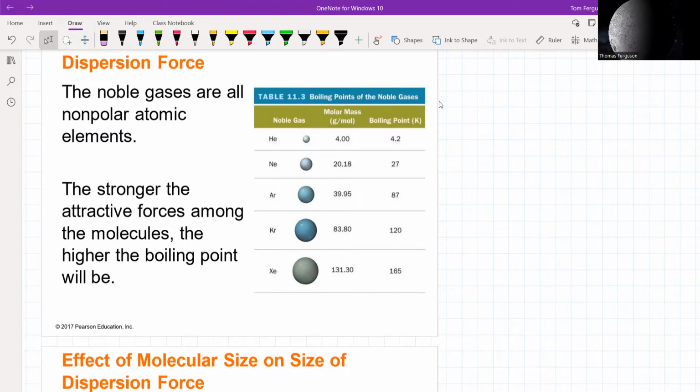The mass also determines boiling point. Something heavier takes more energy to get into the gas phase. Something super light just goes right in. So mass is directly proportional as well.